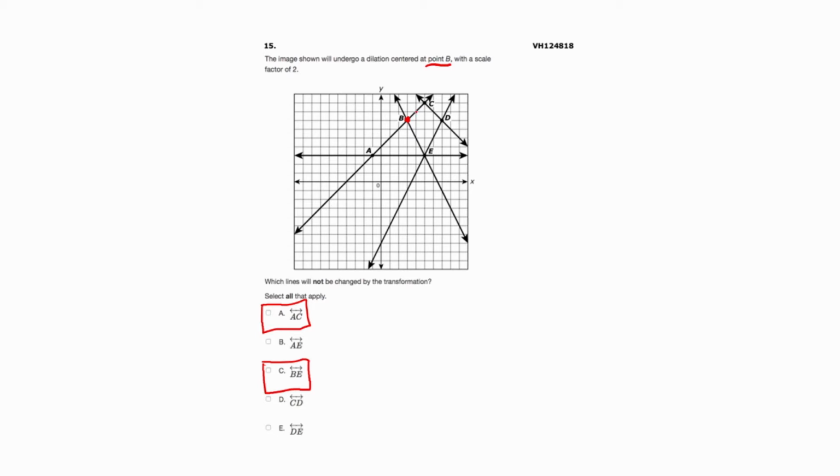CD. CD is not going through B. Once again, it's going to be pushed away from point B, so we do not select it. And last but not least, DE. Once again, DE does not go through B, so we will not select it. So our two answers here are AC and BE. Both those lines go through point B, which is the center of dilation, which means that those lines will not change.